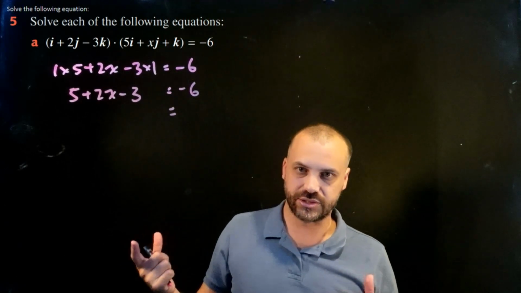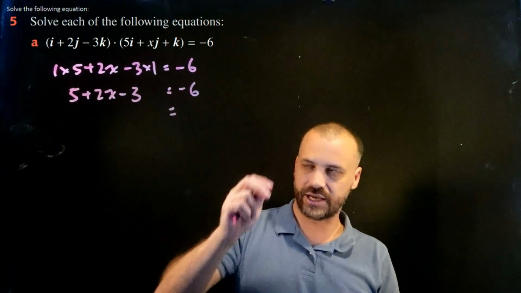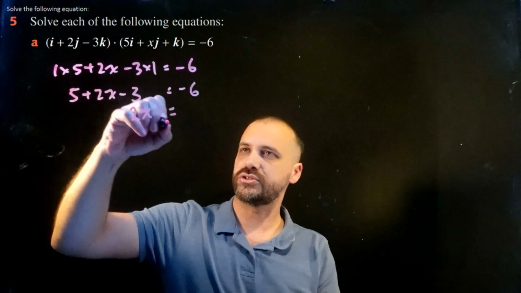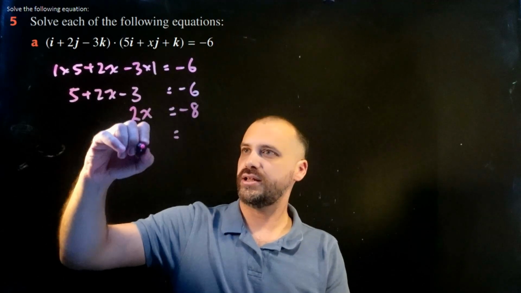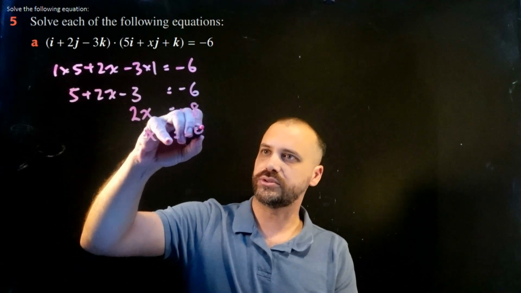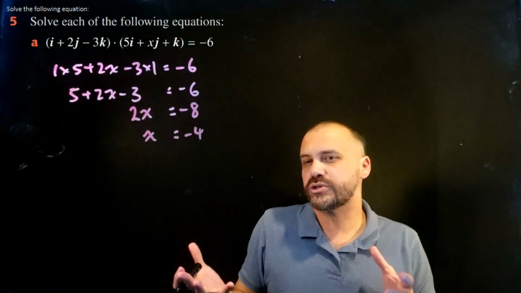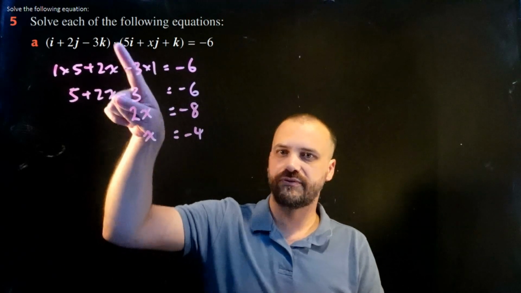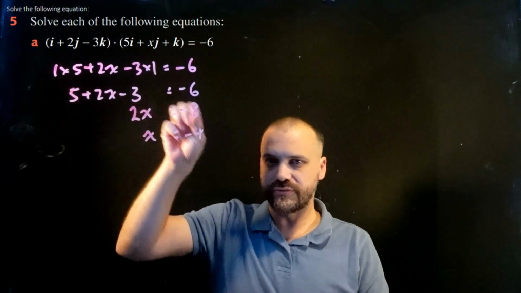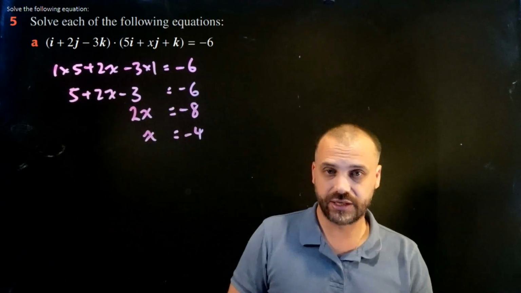All right, simplifying that a little bit, we get 5 plus 2x minus 3 equals negative 6. 5 minus 3 is 2. Move that to the other side as negative 2, so negative 8. And then x is equal to negative 4. All right, done. Of course, you could always check that. You could put negative 4 back in here, and then do the full dot product again, and you should get an answer of negative 6.